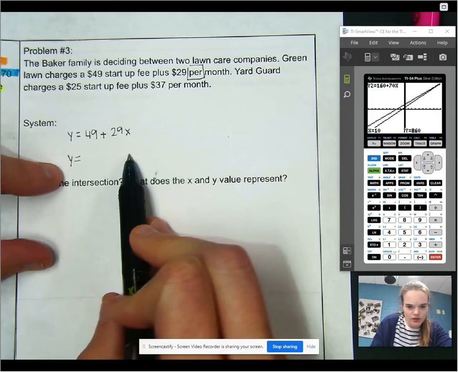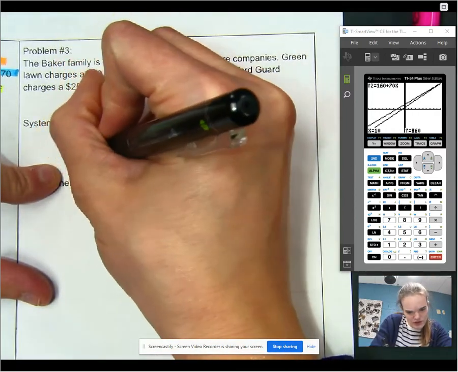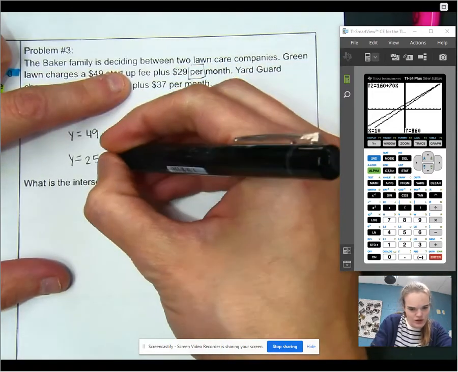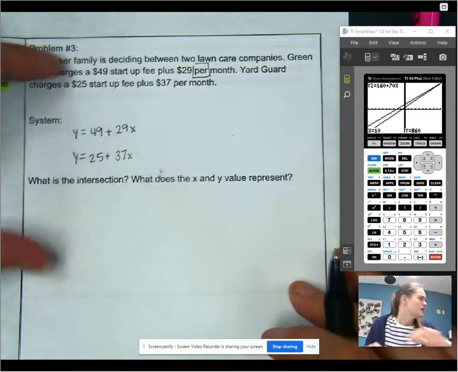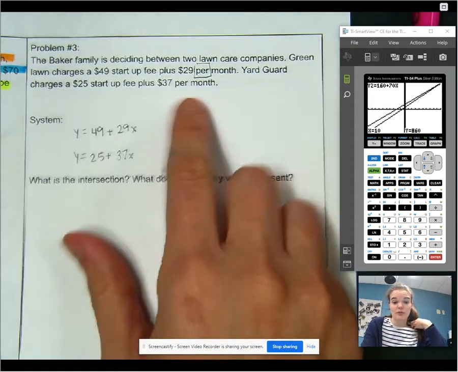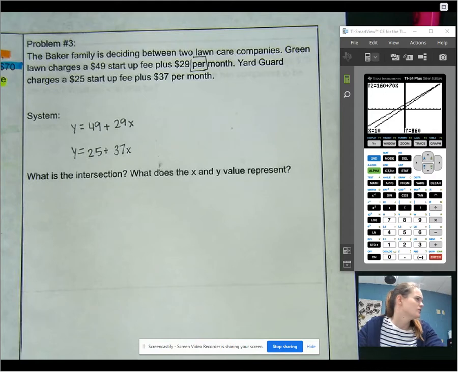Yard Guard here charges a $25 startup fee plus 37 a month. Okay. So now we're going to go back through, solve it. We don't have questions, but we're answering the same questions here. So let's go ahead and press y equals. Clear these out and solve it. So 49 plus 29x.